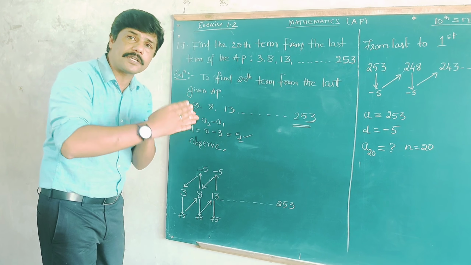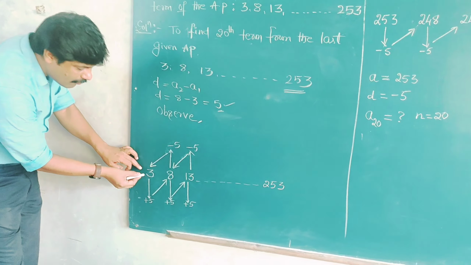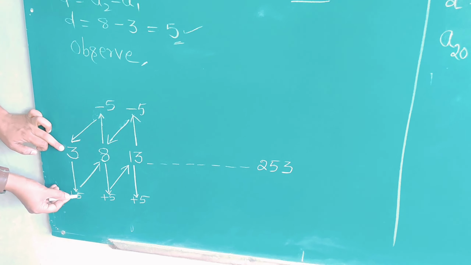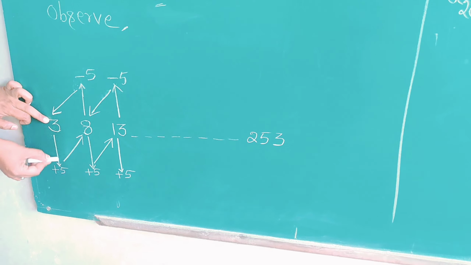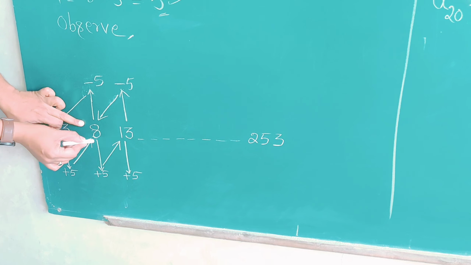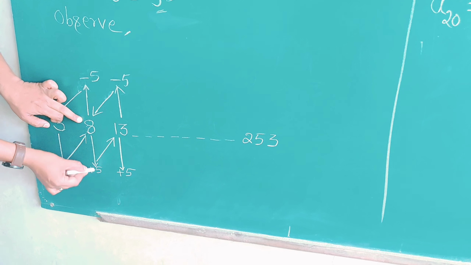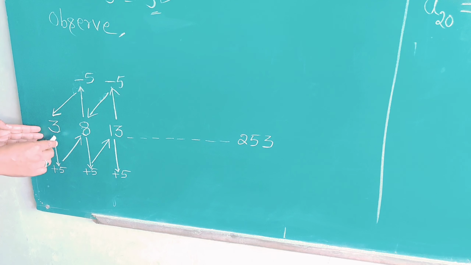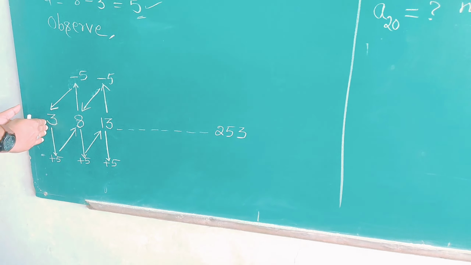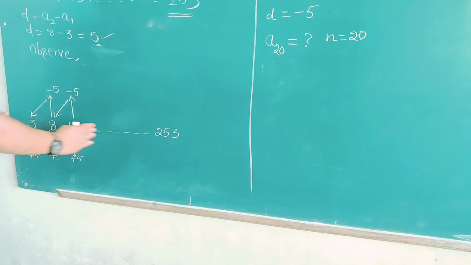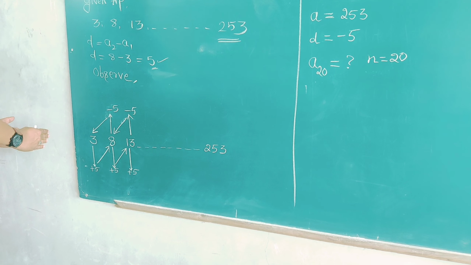Now I am proceeding from the first term to the last term. You can see that the first term is 3. After adding the common difference 5, you will get the second term. Now the second term is 8. After adding the common difference 5, you get the third term. Okay? This is going from first term to last term, proceeding from left to right.